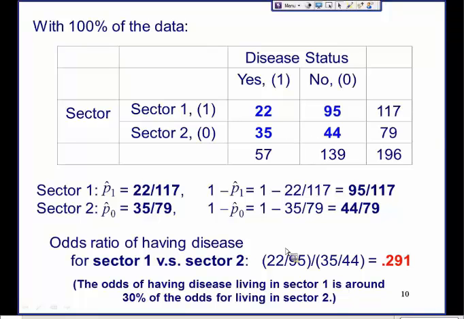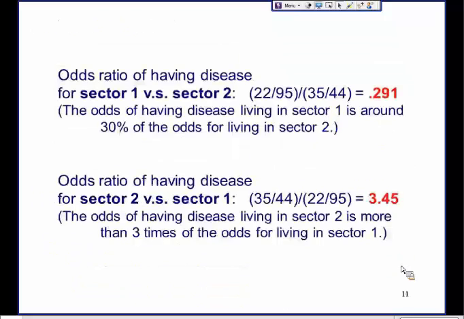So the odds ratio is 0.291, a number less than 1. That means if you live in sector 1, you're less likely to get the disease. Of course, people usually like to look at it the other way, so I just take the reciprocal. I can find the odds of getting disease for sector 2 versus sector 1, which is 1 divided by this number, giving 3.45.